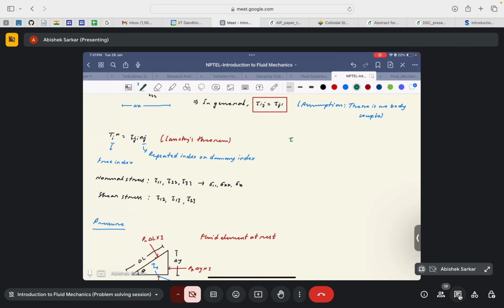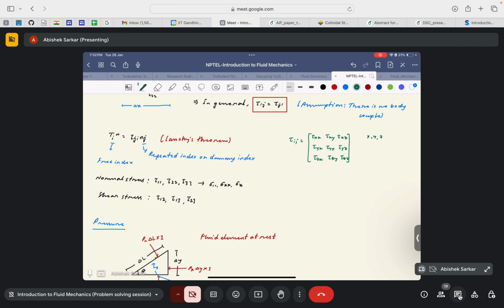Say tau ij. If I'm writing for a Cartesian coordinate system, that is x, y, z coordinate system, then we can write it as tau xx, tau xy, tau xz, tau yx, tau yy, tau yz, finally tau zx, tau zy, tau zz.